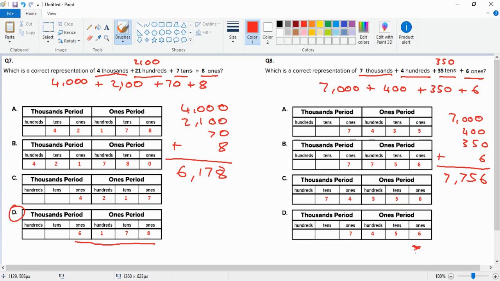So 6 in the ones place, 5 in the tens. It's not this, so we go again. Where are we? 6 in the ones place, 5 in the tens, 7 in the hundreds, 7 here. That's your number there, and it's B. So just be careful after all that hard work that you do select the correct one. Okay, good luck with it.